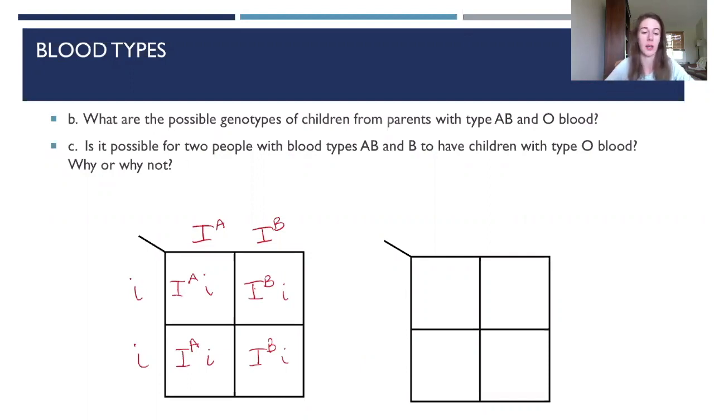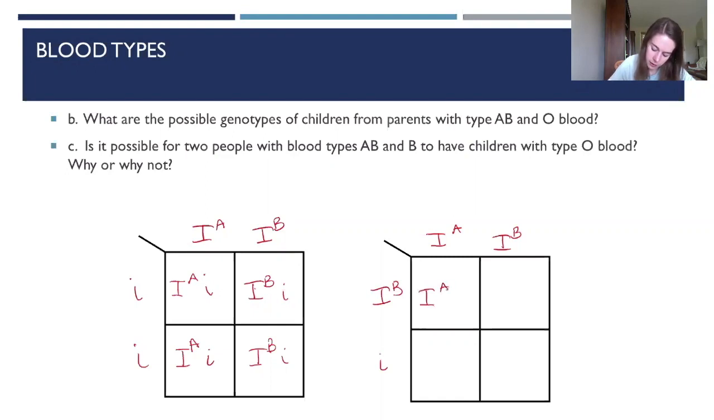What about the second question? A person with type AB blood and a person with B blood, can they have children with type O blood? Well, we know that the person with type AB blood is going to be AB. The person with type B blood, the only way that they could have a child with type O blood is if both parents are giving the O allele. So the answer here is no, but let's just look at this really quick and see what that looks like.